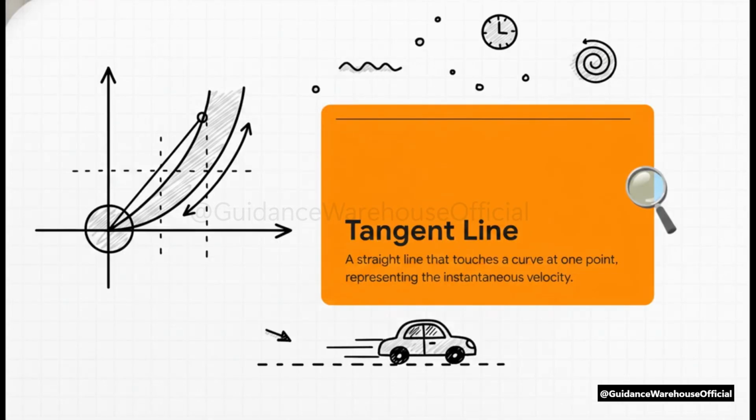So how in the world do you find the slope of a curve at one specific point? We use a cool little mathematical trick called a tangent line. All it is, is a straight line that just barely kisses the curve at that one single point. The slope of that tangent line tells us the instantaneous velocity, the velocity at that exact moment in time.